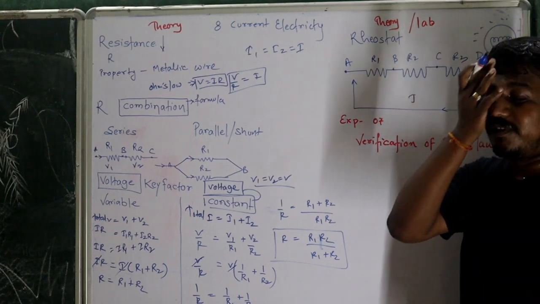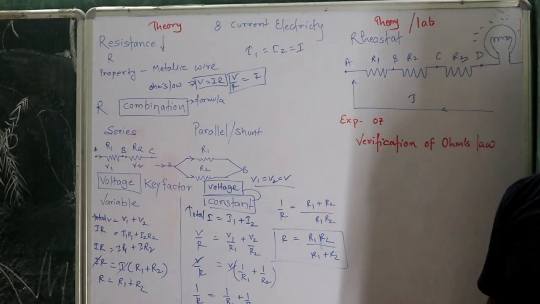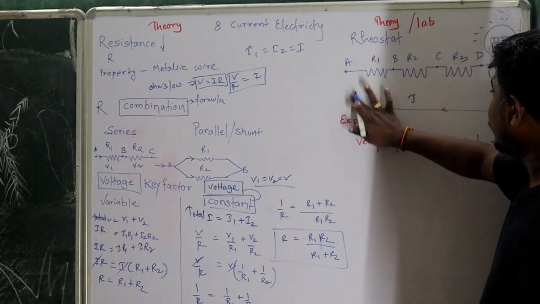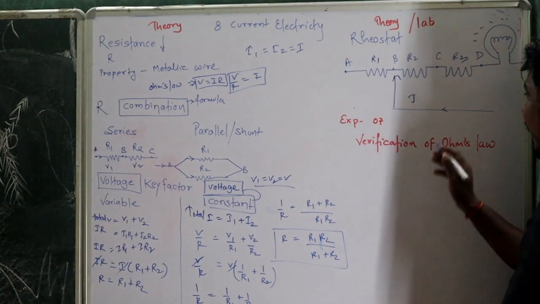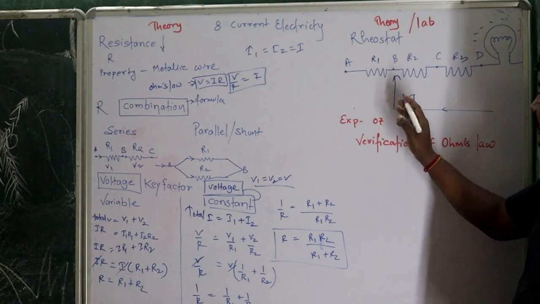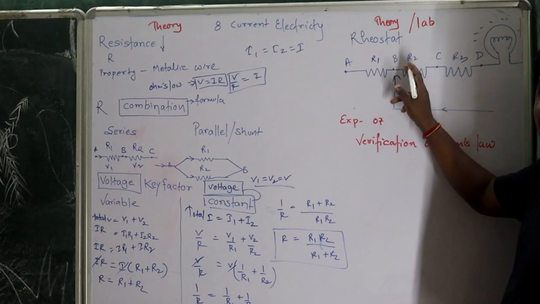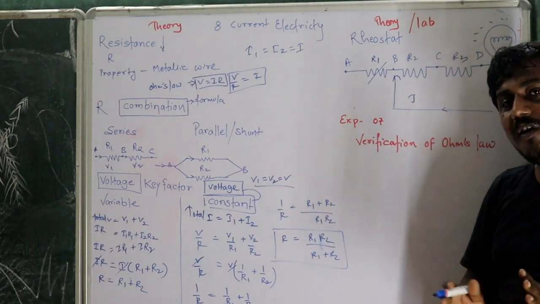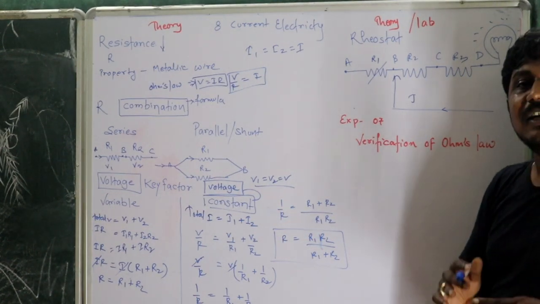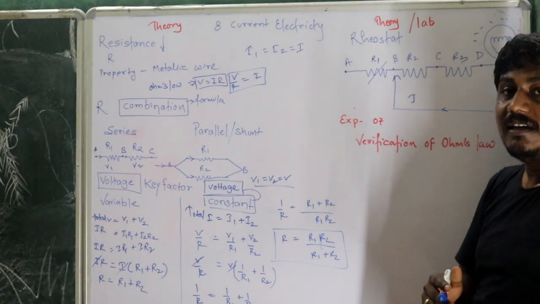Of course, whatever the input is, the same output we are not giving. Now just displace this jockey and let the jockey come to the point B. If the jockey is touching the point B, it means the current will go directly to the point B. It means R1 will be out of the circuit. So now only two resistors are there in the circuit. It means more current we are giving to the bulb.